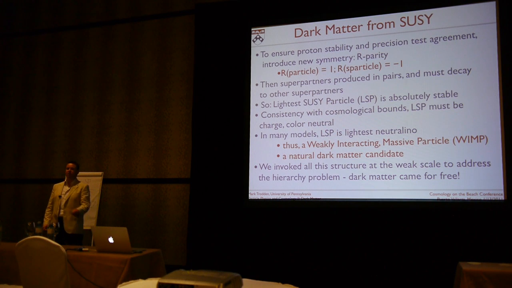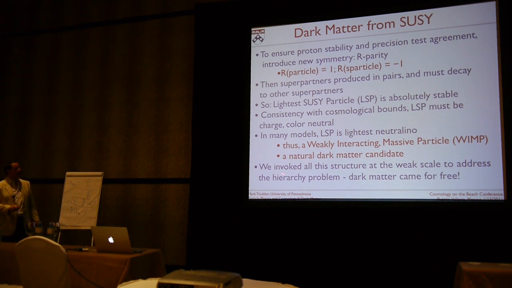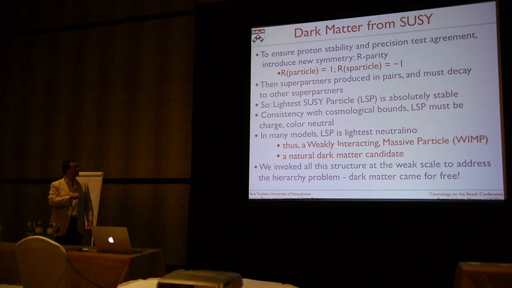So I'll just remind you, before I show you more details about these things, that we invoke this whole structure, supersymmetry, everything else, at the weak scale to address the hierarchy problem. This dark matter candidate, the LSP, often the neutralino, came for free, completely for free.